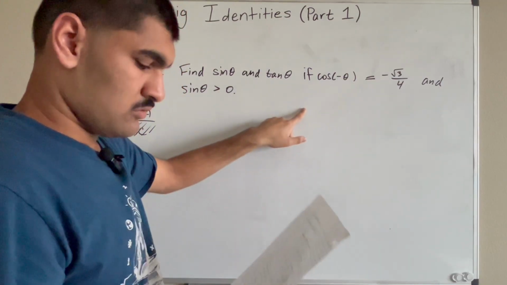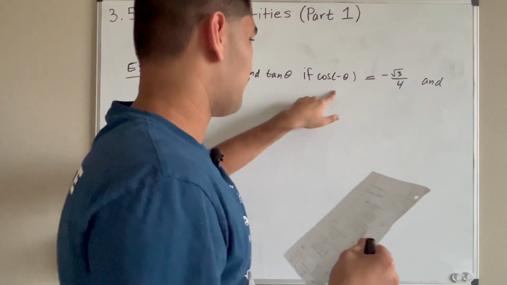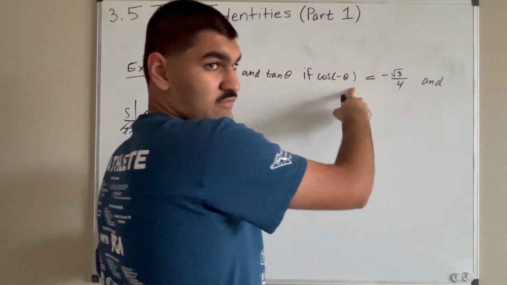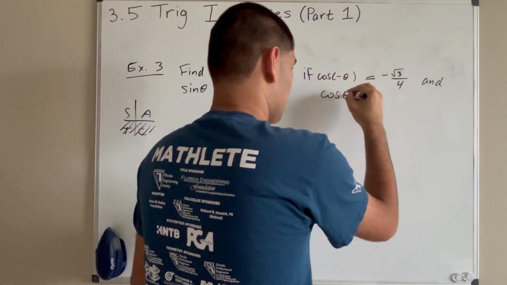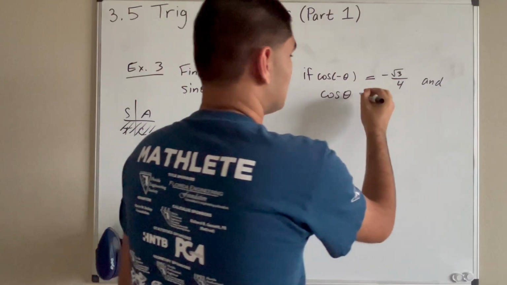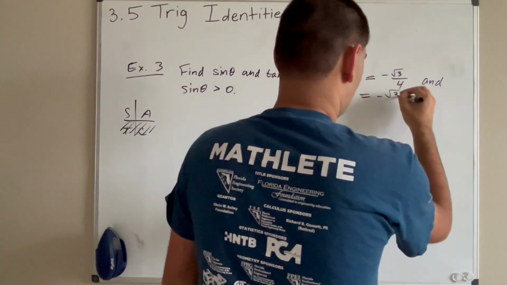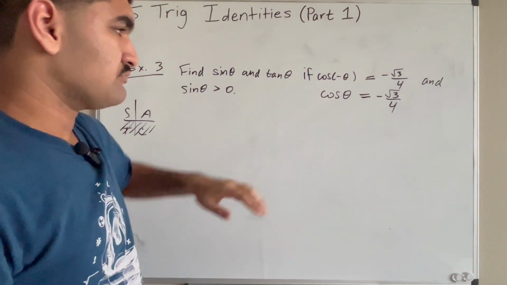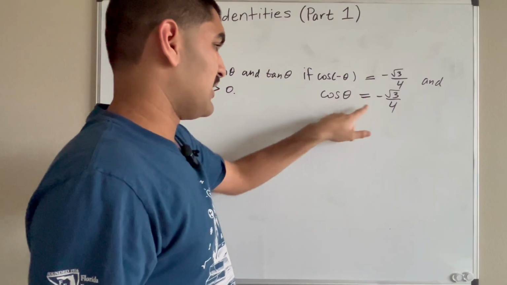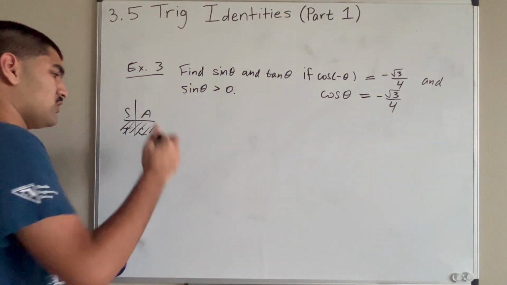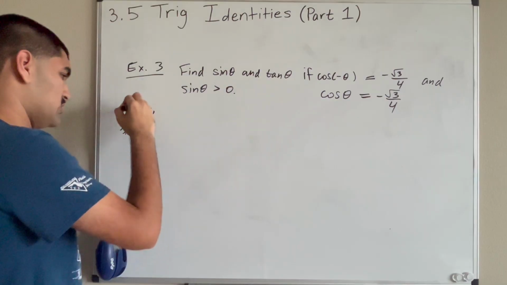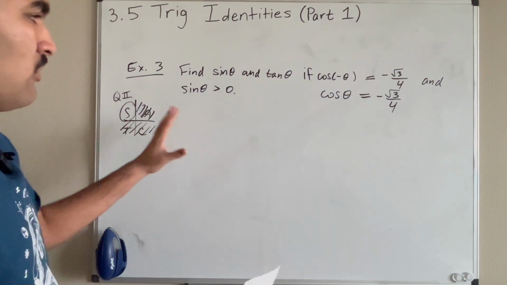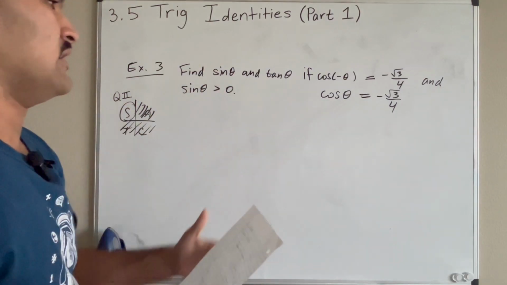First of all, we can use our even odd identities to simplify this, because we know that cosine of negative theta is equal to cosine theta, because cosine is an even function. So really, this is the same thing as saying cosine of theta is equal to negative square root of 3 over 4. That's where those even odd identities come into play. Now that we have cosine, and we can see that it's negative, we can't be in quadrant 1 either, because otherwise it would be positive. So we're in quadrant 2. Now that we have that all sorted out, we can actually find sine and tangent.